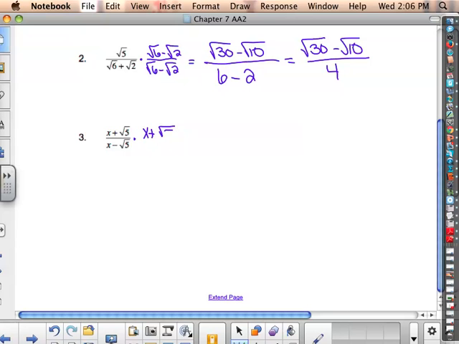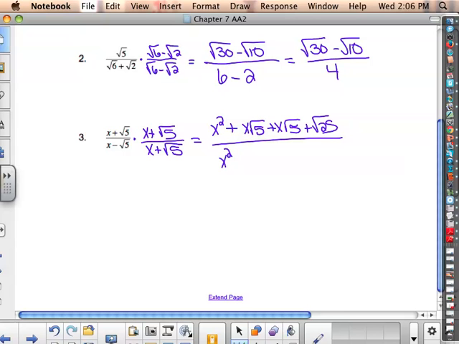X plus the square root of 5, I'm sorry, x plus the square root of 5. Numerator, when you FOIL that, x squared plus x square root of 5 plus x square root of 5 plus the square root of 25. Denominator, x squared minus x square root of 5 plus x square root of 5 minus square root of 25.